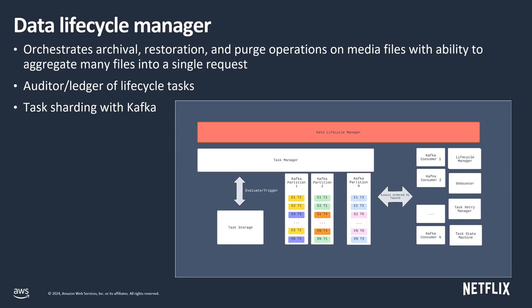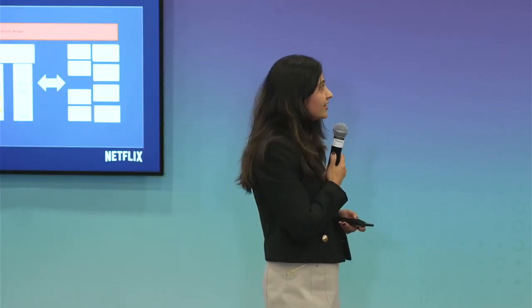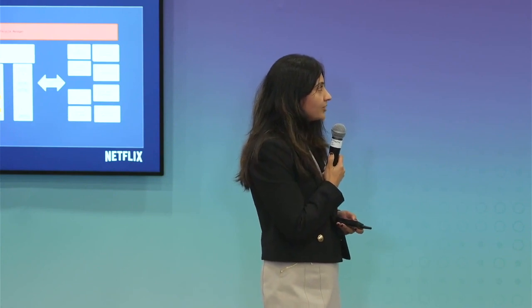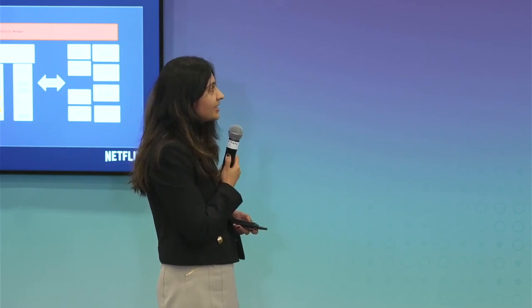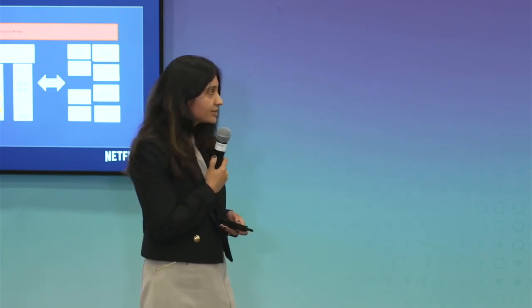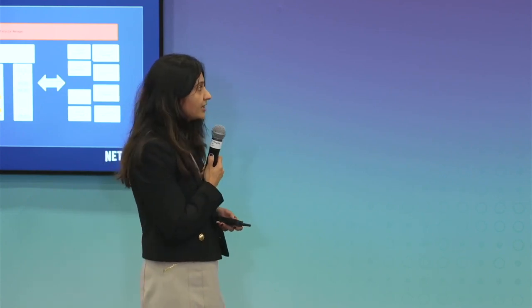Finally, the main component that we added as part of this smart storage algorithm is Data Lifecycle Manager. Our Data Lifecycle Manager is the orchestration layer which orchestrates all the lifecycle operations such as archival, restoration, and purge operations on the media files, and it has an ability to aggregate many files into a single task. Remember, an asset can consist of millions of files. So each of these lifecycle tasks can consist of millions of files inside it.